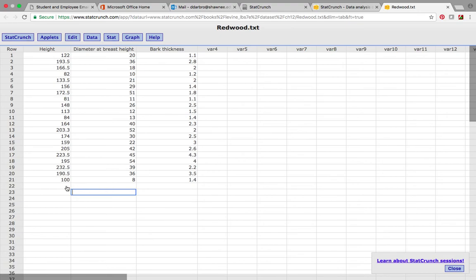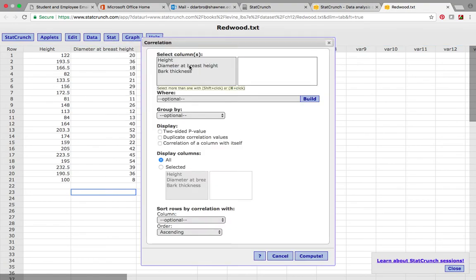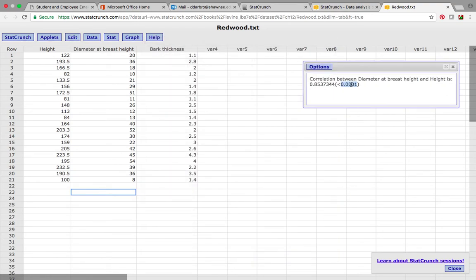So they have measurements on 21 trees, and we want to create a model to see if the diameter is a good predictor of the height. So guys, the first thing I would probably want to do is just look at the correlation between diameter and height. I'd want to look at a two-sided p-value. I would compute, and I would see that I get statistical significance.